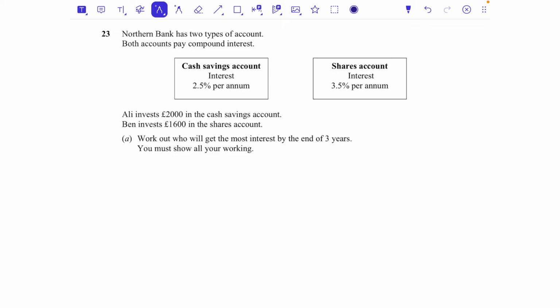Northern Bank has 2 types of account. Both accounts pay compound interest. We've got the cash savings account and the shares account. Ali invests £2,000 in the cash savings account and Ben invests £1,600 in the shares account. Work out who will get the most interest by the end of 3 years. So with these comparison questions, I like to split the page. So we've got Ali on this side and we've got Ben on this side.